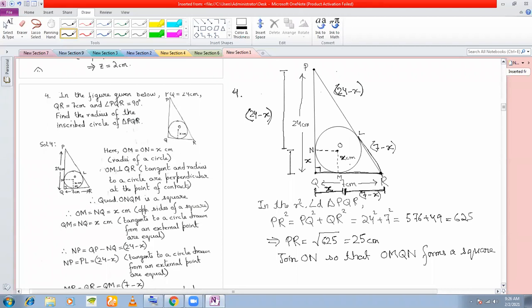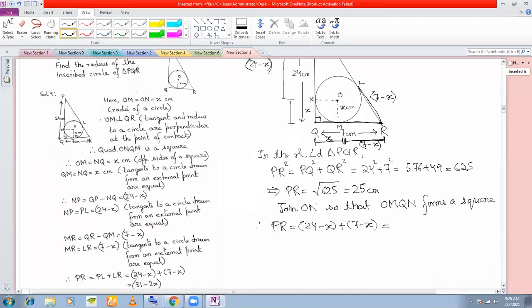Okay. So now what is the length of PR then? Therefore, PR is equal to 24 minus x plus 7 minus x, which is equal to 24 plus 7 is 31 minus 2x. This is the length of PR. But how much have we found out the length of PR to be? We have found out the length of PR to be 25.